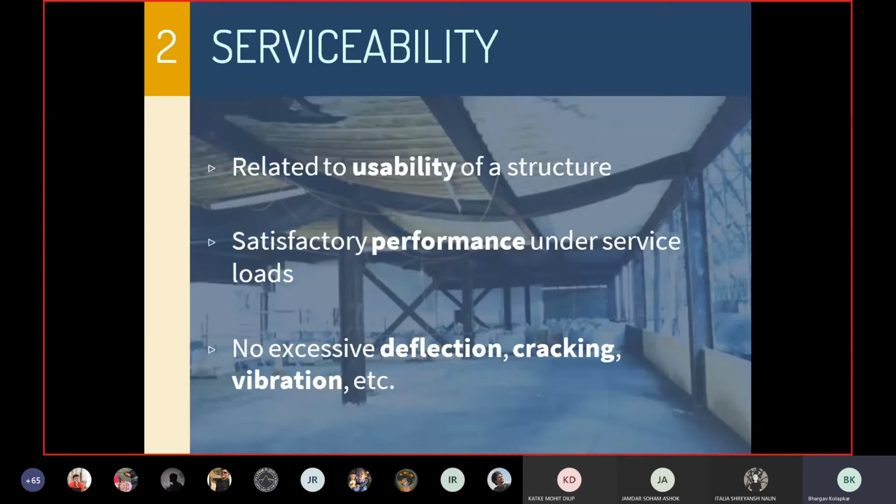Okay, great. Moving on. So this was about strength. The next aspect is serviceability, which is related to the usability of a building. We don't want a structure that is very strong and is going to last 50 years, but that we cannot comfortably use. For example, if a structure is strong and is not going to fall, but it has deflected a lot, naturally we cannot comfortably use it.